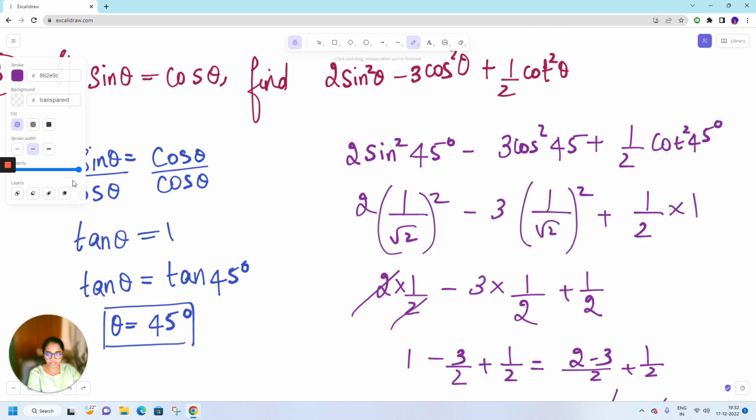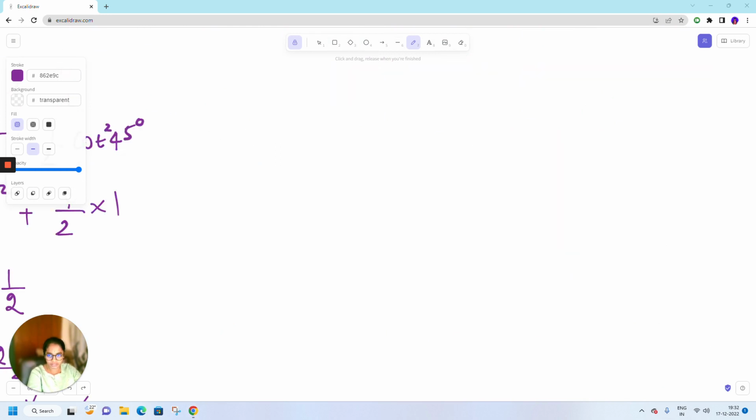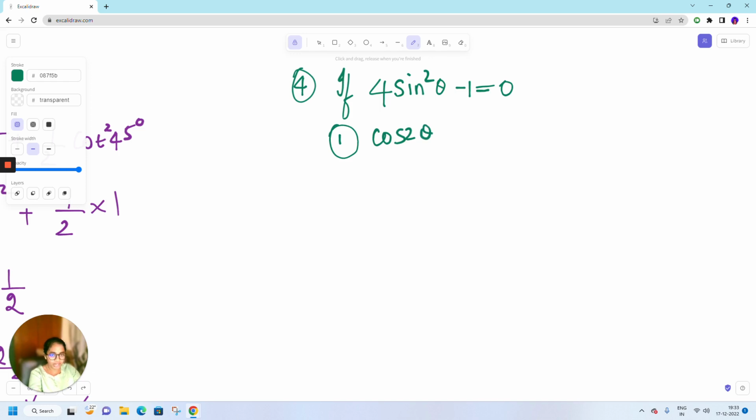Okay, moving on to our next question. The fourth question is, if 4 sine square theta minus 1 is equal to 0, they are asking us to find cos 2 theta, and cos square theta plus tan square theta, and the third one, that is sine 3 theta.